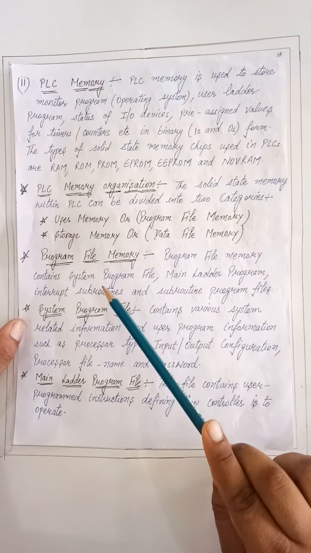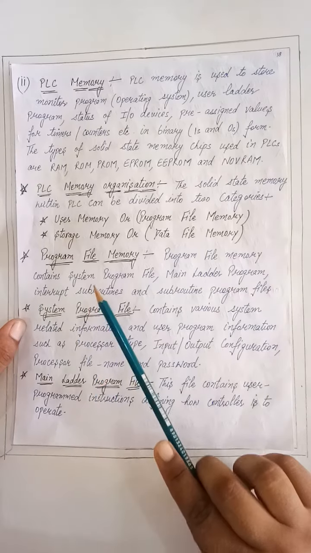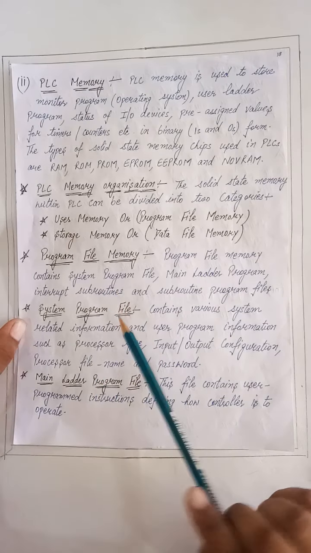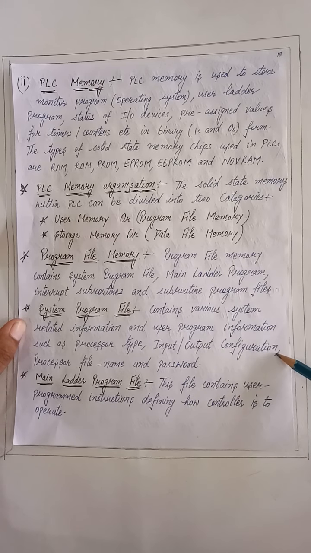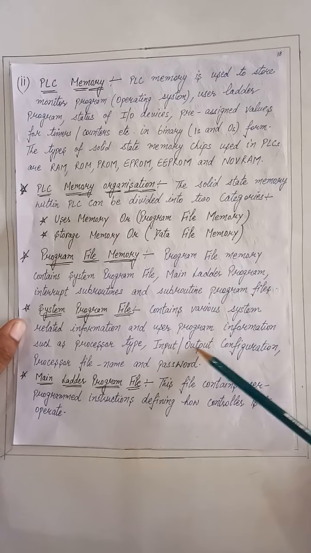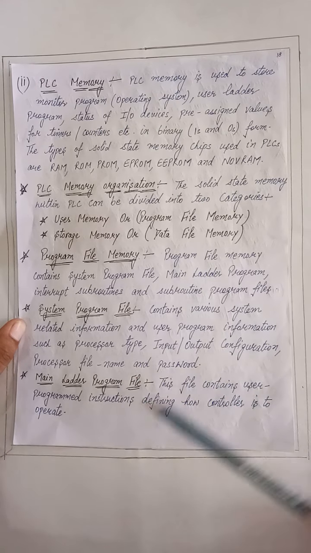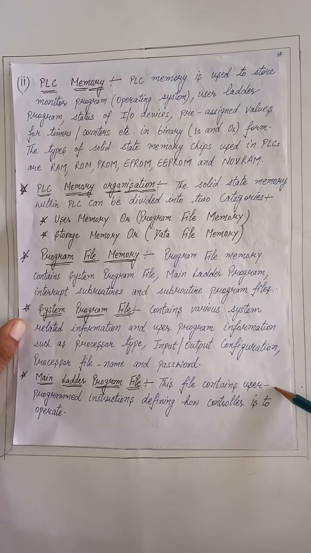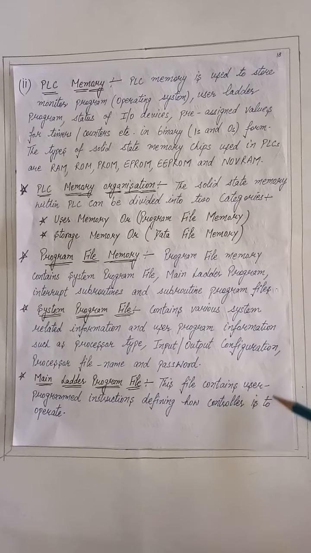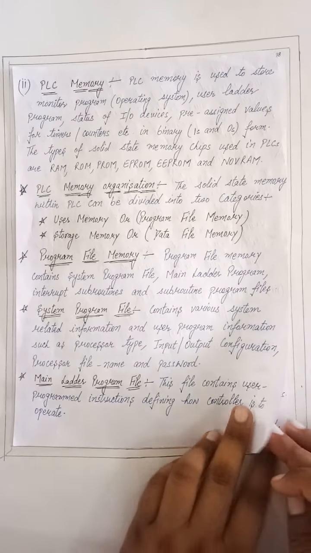Now we will discuss each file in a little bit of brief. First is the system program file. It contains various system related information and user program information such as processor type, input output configuration, processor file name and password. Second is the main ladder program file. This file contains user programmed instructions defining how the controller is to operate.